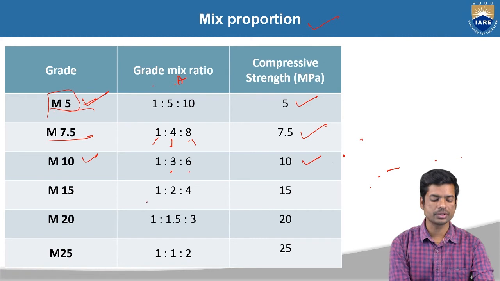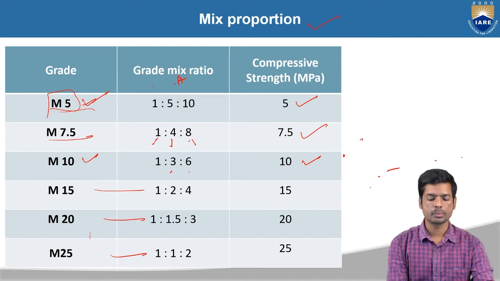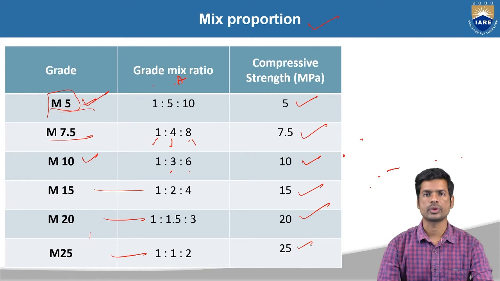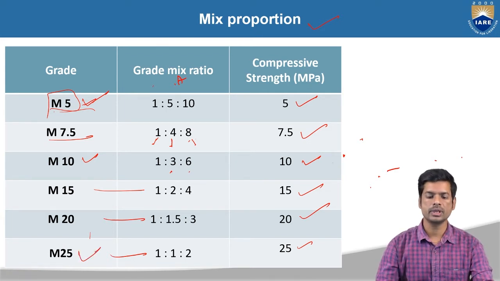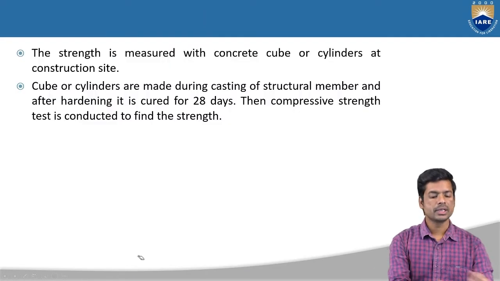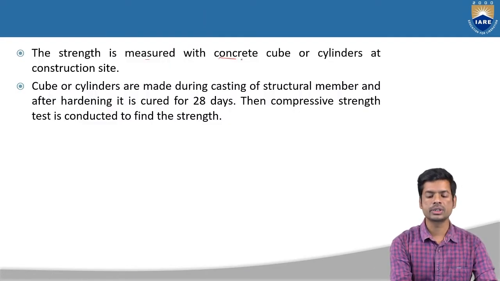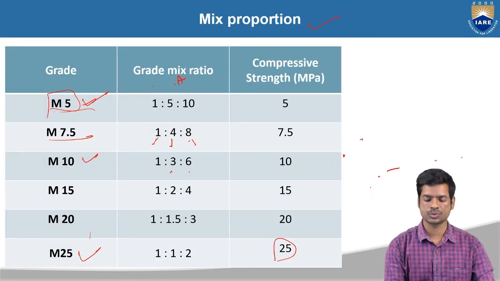Likewise, we have different grades, and for each grade we have different mix proportions. We have to maintain these proportions to get the required strengths, like 15, 20, 25. If you need 25 Newton per mm square compressive strength, then we go with the M25 grade mix proportions. So this is about the mix proportions of concrete. And next, the strength is measured with a concrete cube. How are we going to measure this M25 strength or 20 strength?